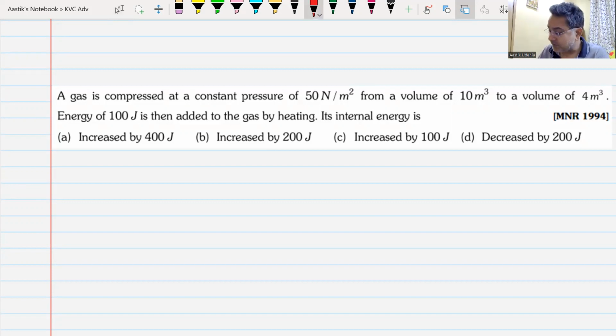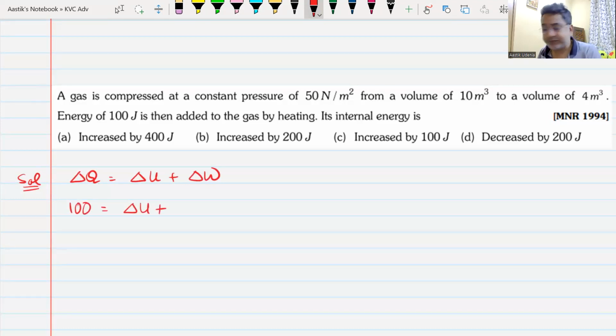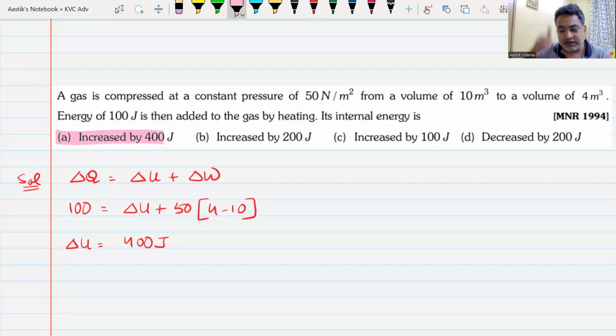Okay. How are we supposed to do this? Delta Q is equal to delta U plus delta W. 100 joules is given, so 100 will be equal to delta U plus work done. Constant pressure P into V2 minus V1, where V2 is 4. So from there you will get change in internal energy is 400 joules with a positive sign. That means the correct option is option A. We got this, yes or no, everyone?